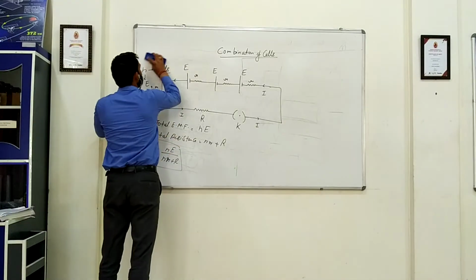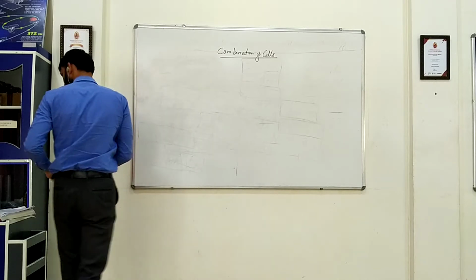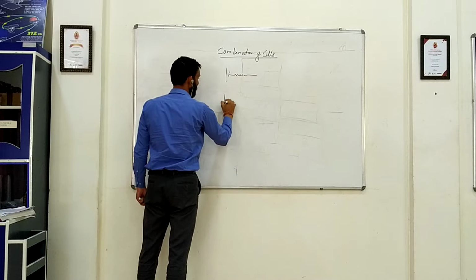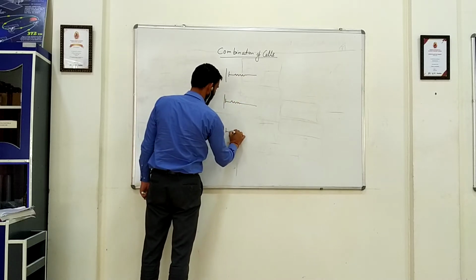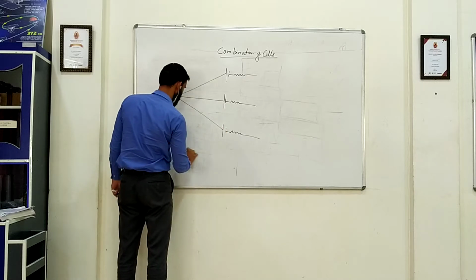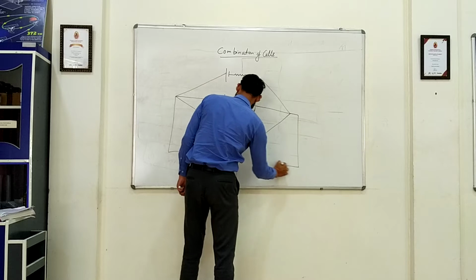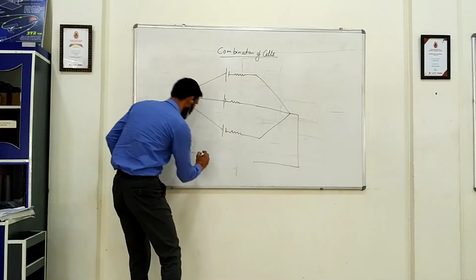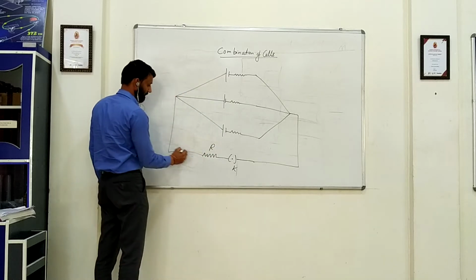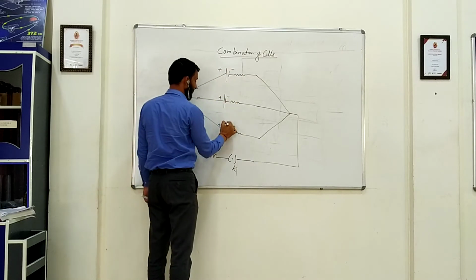What if these cells are connected in parallel? If they are connected in parallel, then their positive terminals will be connected to a point, and their negative terminals will be connected to a point. So this is the point where the positives of these cells are connected, and this is the point where the negatives of these cells are connected. Again, external resistance R is connected with the help of a key K. The current is coming like this. All the positives are connected at a point and all the negatives are connected at a point.